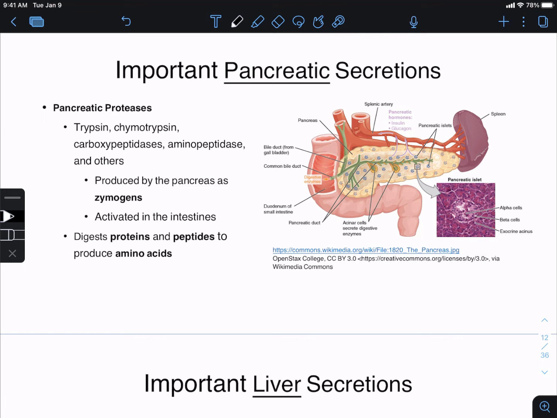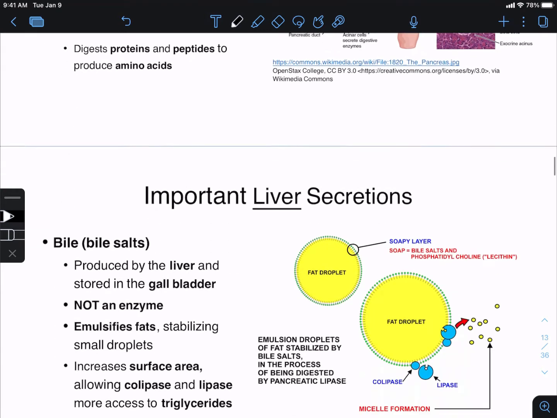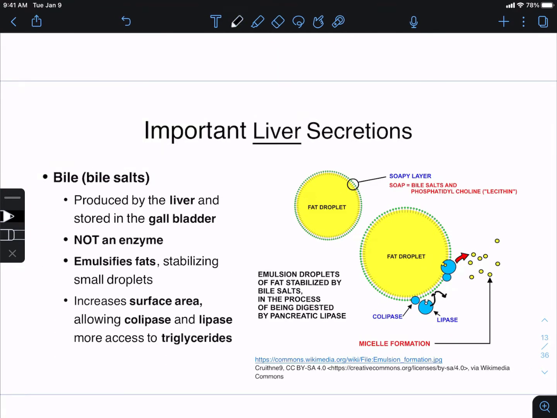All of these digest proteins. They are all produced in the pancreas as zymogens, and again, this is the inactive precursor form of these proteins, and the reason is, of course, to protect the pancreas from autodigestion. They are activated in the small intestines. Their job is to digest the proteins and the peptides and produce amino acids. Let's go ahead and take a look at bile here.